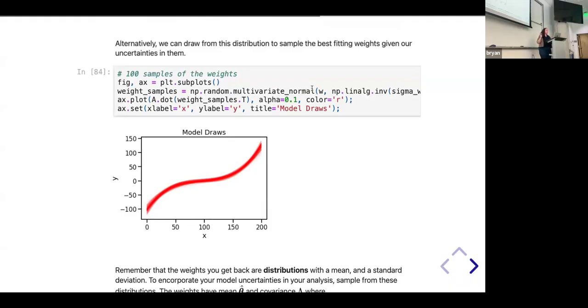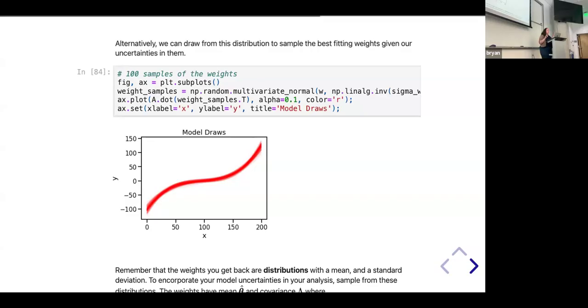I'm going to use the random submodule of NumPy, and I'm going to sample from a multivariate normal where I put in the mean and covariance matrix. When I do that, I can draw lots and lots of samples from what are the potential W's that still fit with this model. And then I can just dot those into A in order to draw, in this case, 100 instances of what models, given the uncertainties, given whatever priors we put in, given whatever covariance matrices we put in, what models are compliant.